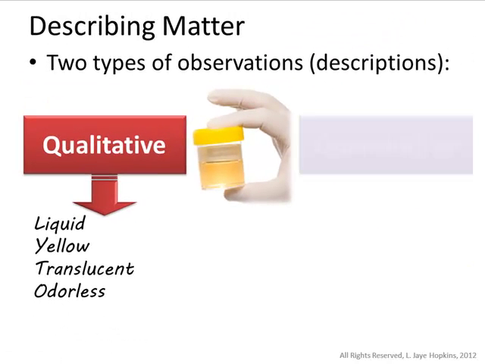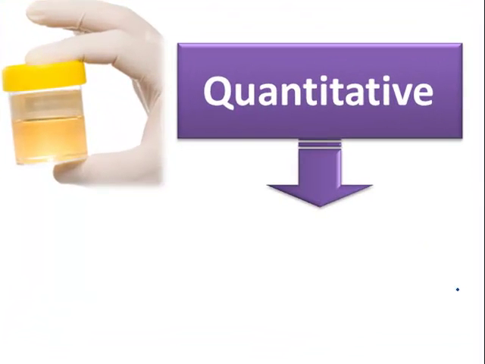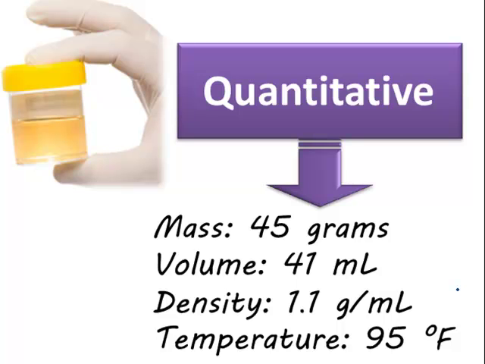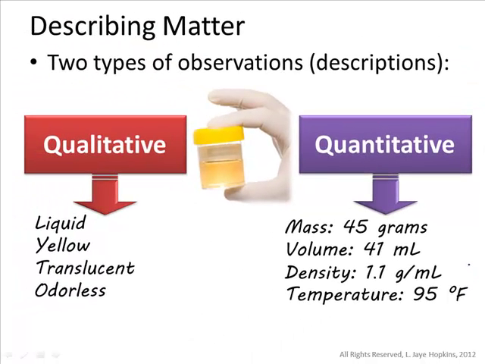What we'll focus on today are what are called quantitative descriptions. These quantitative descriptions are ways that we quantify or measure the characteristics of matter. In the case of the urine sample, there's a lot of different ways it could be quantified, but you might do things like measure the mass of the sample and determine it's 45 grams. You could measure the volume of the sample. Perhaps you determine it's 41 milliliters. You could measure the density or the temperature of the sample. In these examples, notice that we use measurements to quantify the information about that matter.